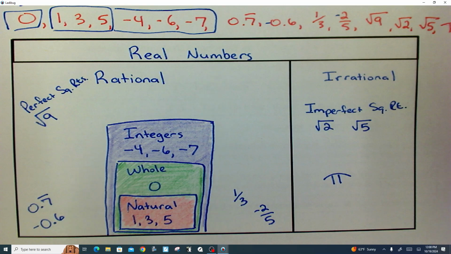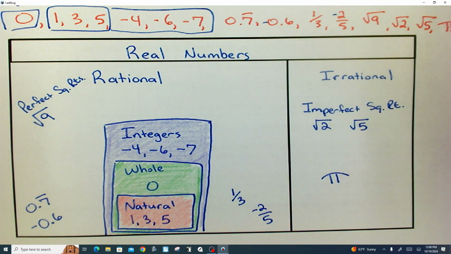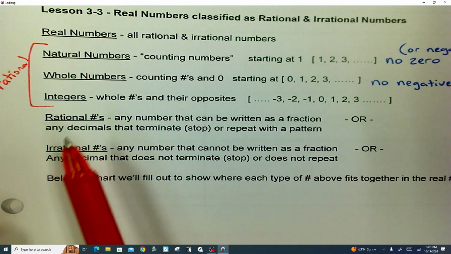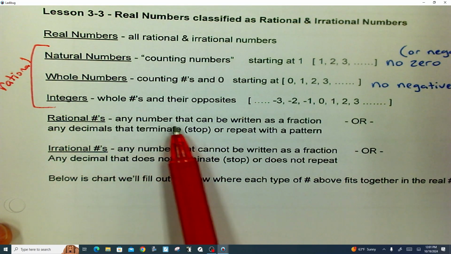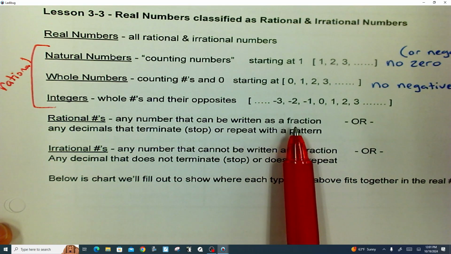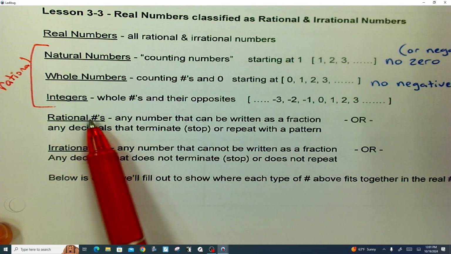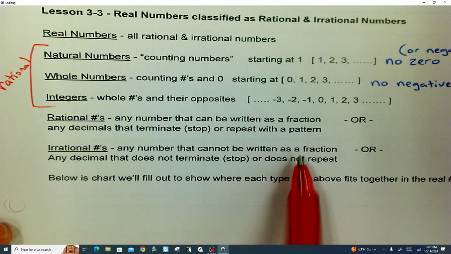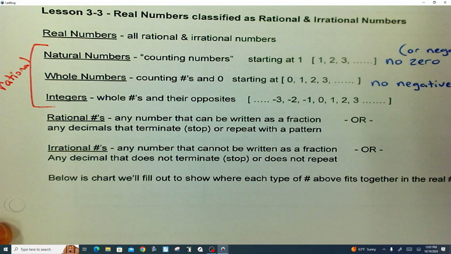Now, let's go take a look at the definition of rational and irrational and compare it to this chart. If you're trying to know what a rational number is, one way is to just determine if it can be written as a fraction. If it can be, it's rational. For irrational, if it cannot be written as a fraction, that's a big difference.